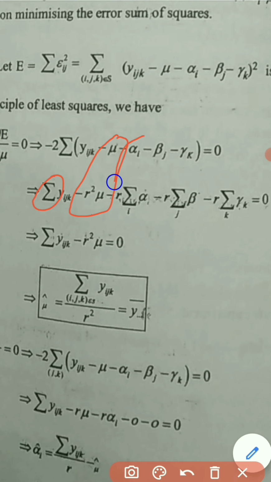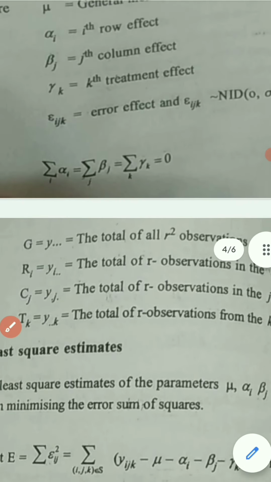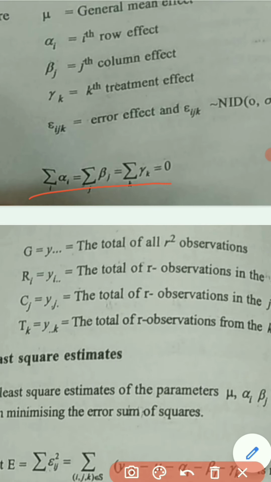Then here alpha i is there, so one summation is there, and instead of the summation over ijk, we are writing summation of alpha i with r, then summation of beta j with r, then summation of gamma k with r. Understand this carefully. Then the summation of alpha i, summation of beta j, summation of gamma k, that is what, students? That is 0, no? Just now I have shown here, that is 0.